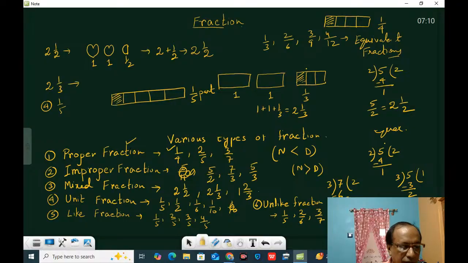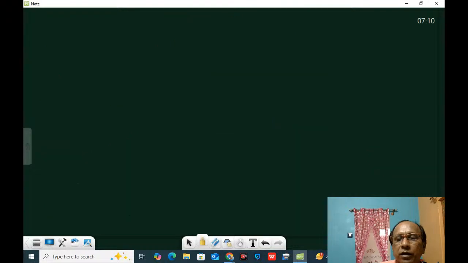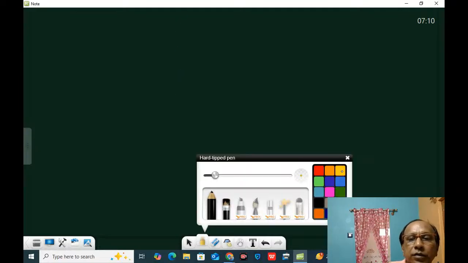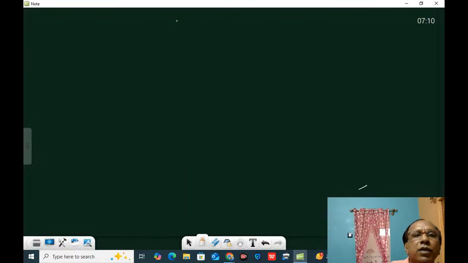Now we'll learn about how to add fractions, right? We'll be getting addition of fractions. After that, we'll learn other things. Now we'll learn about addition of fractions and how to subtract. Let us learn about addition of fractions. How do we add? How do you add? This is the same.